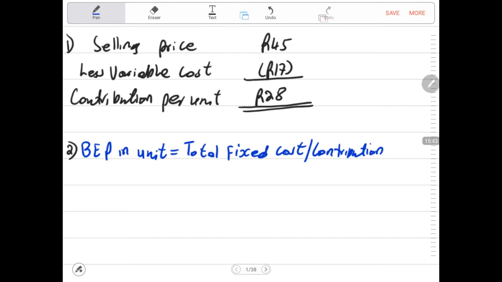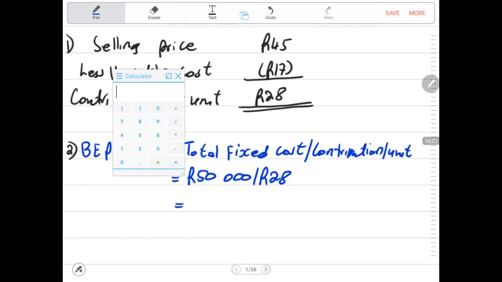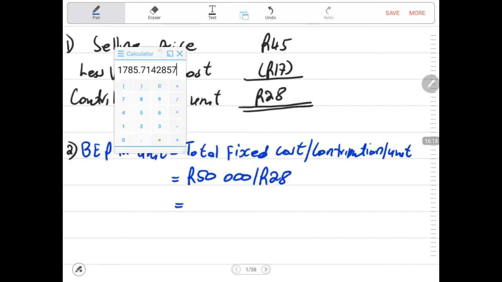And we know that our contribution per unit is already 28 Rand, which we calculated in number 1. Total fixed cost, we only have 50,000 rands. Remember, you might have different fixed costs, then you just need to add all of them. Divide by 28 Rand. This will tell us how many units must be sold in order for this company run by Wambam Limited to be at the break-even point. 50,000 rands divided by 28 Rand. It is in decimal, so let me just write it there, then write the whole number after.